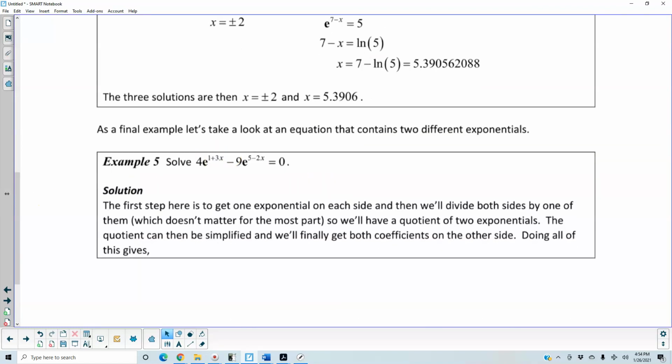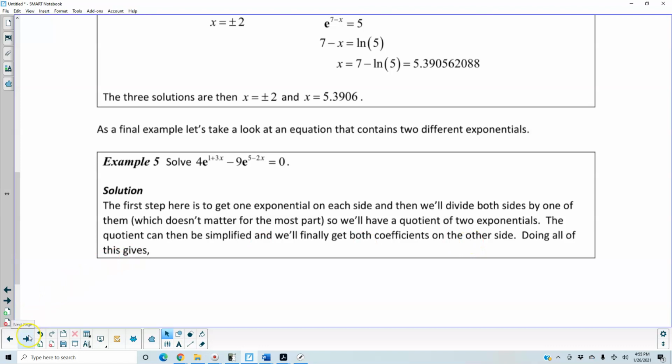Now, as a final example, let's take a look at an equation that contains two different exponentials. We're going to solve 4e to the 1 plus 3x minus 9e to the 5 minus 2x, which is equal to 0. The first step here is to get one exponential on each side, and then we'll divide both sides by one of them, which doesn't matter for the most part. So we'll have a quotient of two exponentials. The quotient can then be simplified, and we'll finally get both coefficients on the other side.